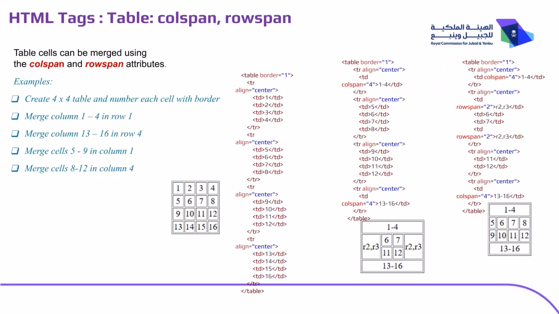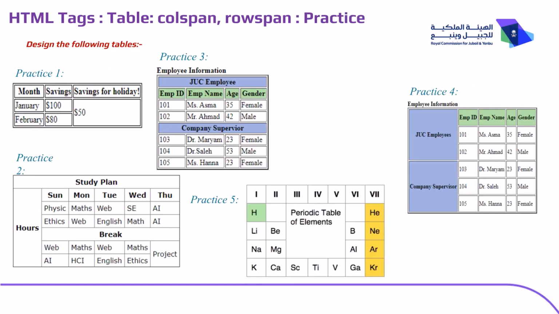Table cells can be merged using the colspan attribute to span across multiple columns, or rowspan to span across multiple rows. The examples show different ways of merging cells. This slide offers various table design practices utilizing colspan and rowspan, allowing you to further develop your skills in table layout.